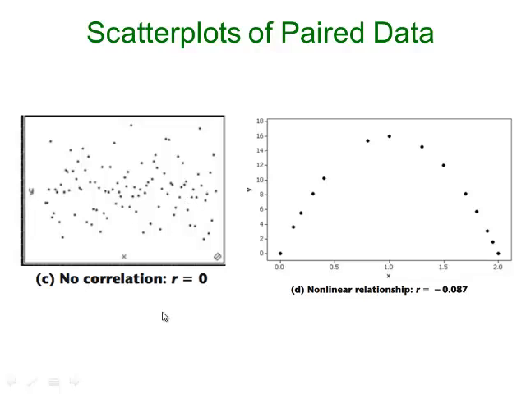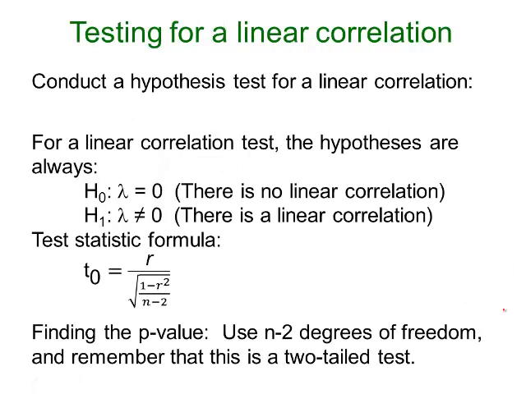In this one, the data is all spread out. So we'd say there's no correlation at all, and the R would be 0 or very close to it. And in this one, it looks like there is a relationship, but it's not in a straight line pattern. What we're talking about in this chapter is just straight line type relationships. So for this one also, the R would be very close to 0 because there is no linear correlation between the two.